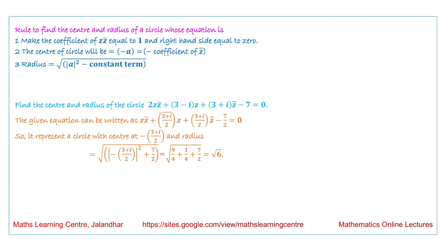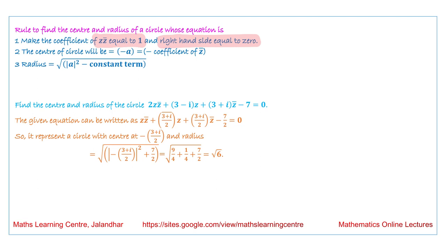Next are the rules to find the center and radius of the circle whose equation is given. Whenever we have to find the radius and center of the circle, the first step is that we make the coefficient of z into z bar equal to 1. In the general equation of the circle, the coefficient of z bar is 1, and we make the right hand side equal to 0.